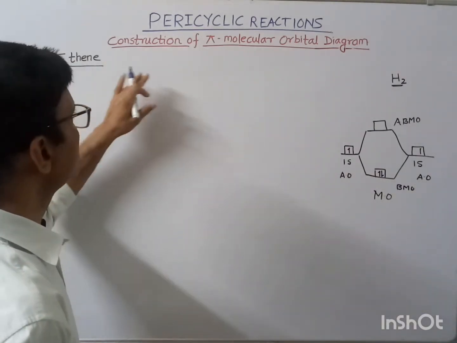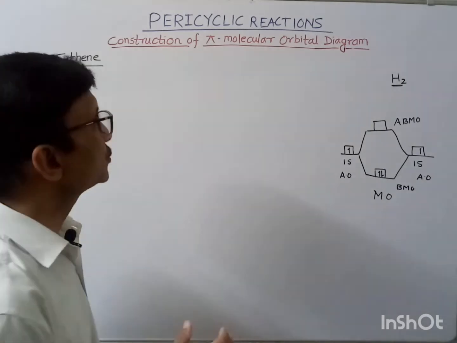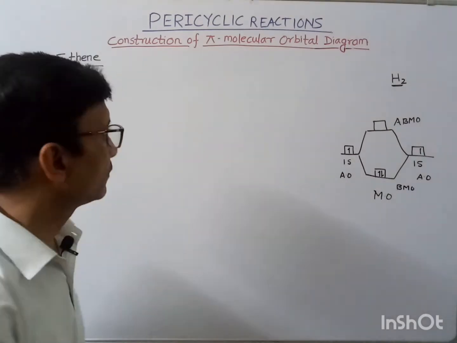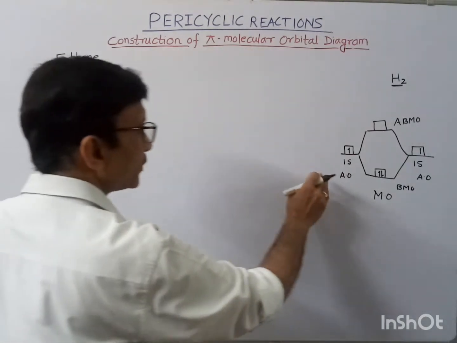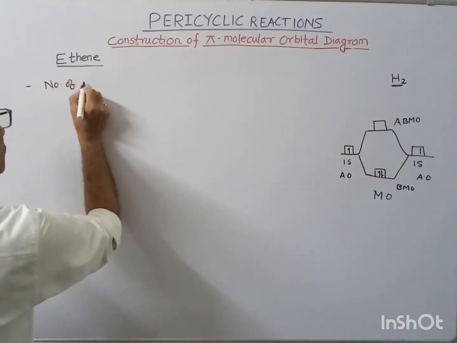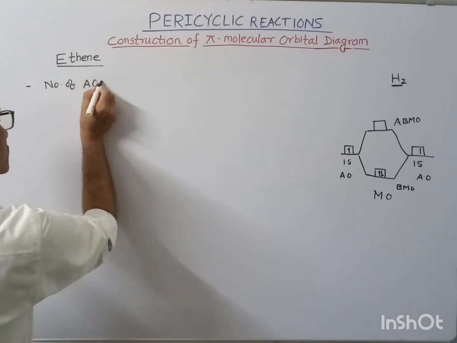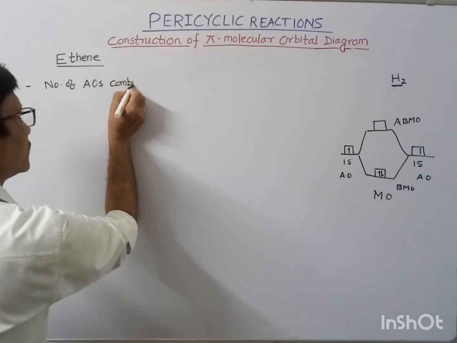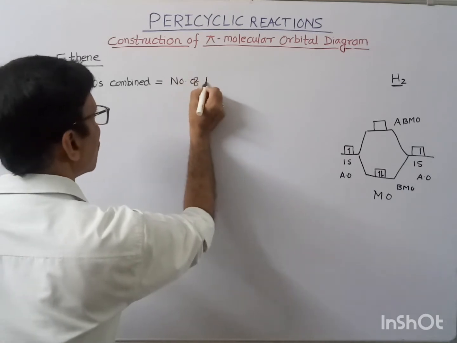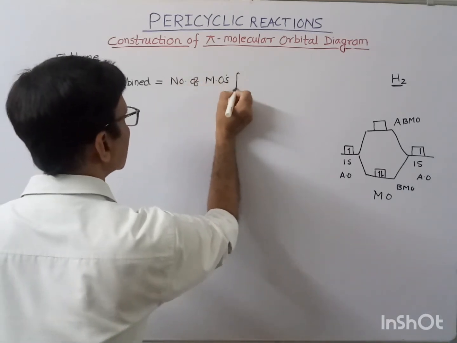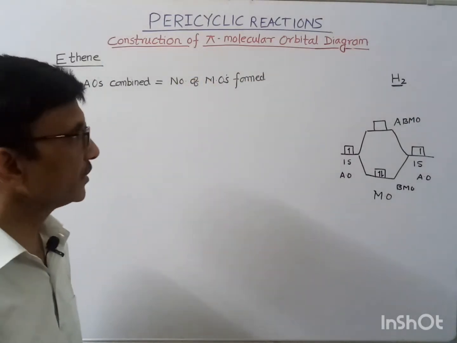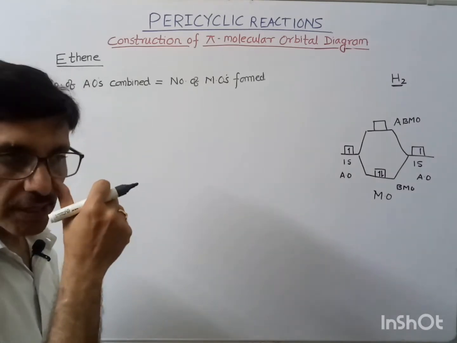If you see some of the rules for constructing the pi molecular orbital diagram, one rule is that the number of atomic orbitals combined is equal to the number of molecular orbitals formed. So this is one of the rules.